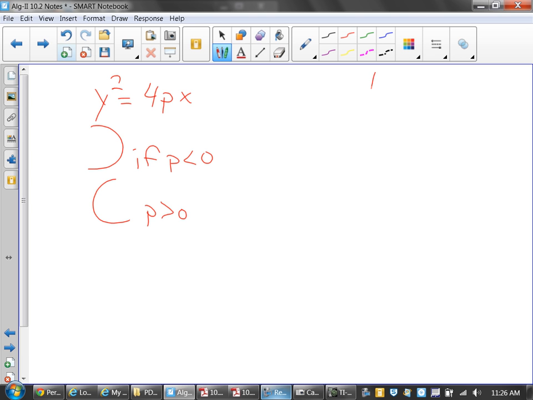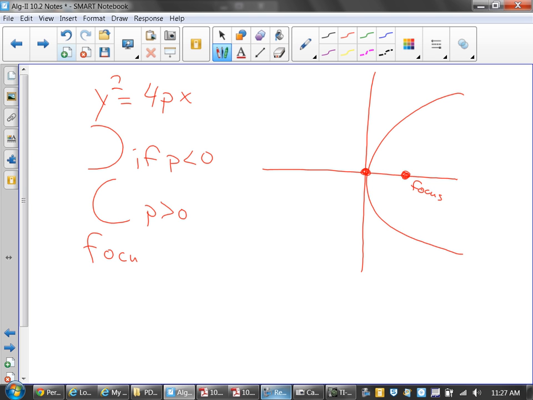So if I'm looking at just a rough sketch of what something looks like, if I'm saying it's opening to the right, it goes through the origin, my focus has to be somewhere in here. The focus for these is always going to be what, comma, what? P, comma, 0. Very good. Shay, put it away. Thank you. And then where would the directrix be?